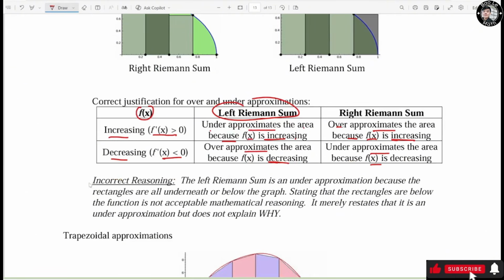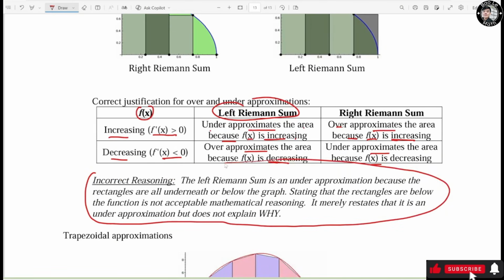Alright, now this one is the mistake you need to get rid of. You cannot say the left Riemann sum is an underapproximation because the rectangles are all underneath or below the graph. Saying that the rectangles are below the function is not acceptable mathematical reasoning. It merely restates that it is an underapproximation but does not explain why.